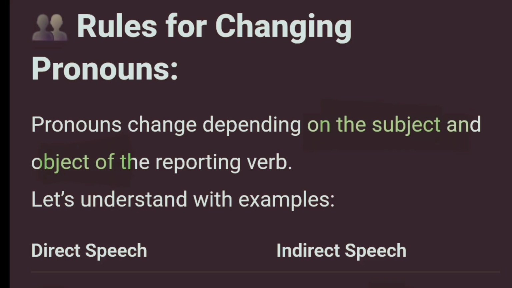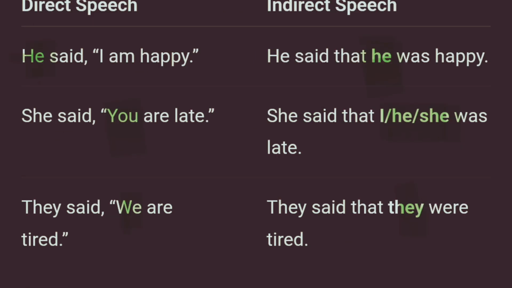Let's discuss some rules for changing the pronouns. Pronouns change depending on the subject and object of the reporting verb. Let's understand with examples. In direct speech, if we say, he said, I am happy. So, I had told you that I and we will change according to the subject. So, in indirect speech, we will say, he said that he was happy. It means he, according to the subject.